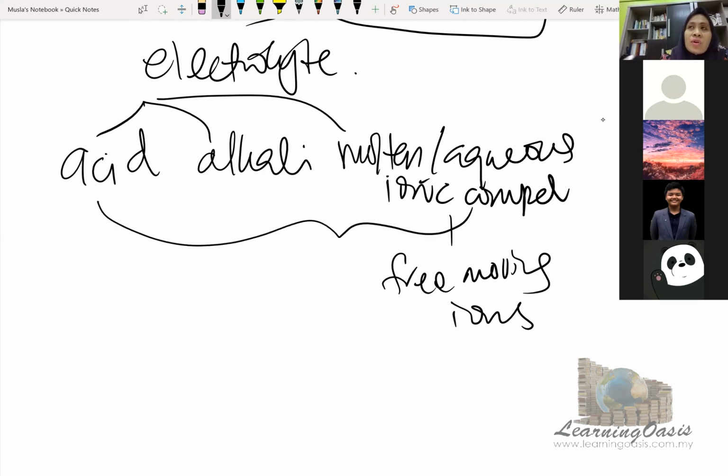Why is it that sodium chloride cannot conduct electricity in solid? Because the ions are held together in an ionic lattice. There are no free moving ions. The ions are in an ionic lattice, right?